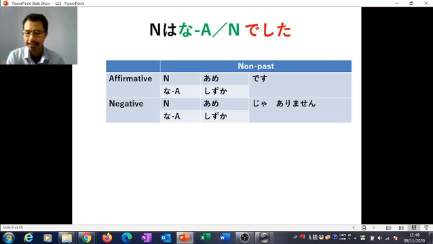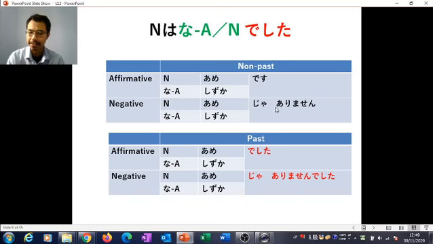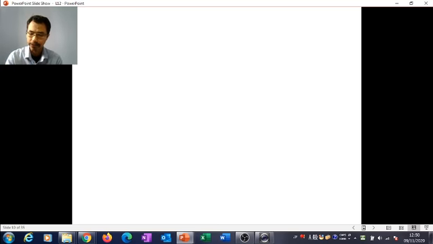So this is a summary of what we are dealing with here. As you can see, for noun positive form and na adjective positive form, we are using desu, and for negative form we are using ja arimasen. For past tense, which is what we are learning here, the positive form is deshita and the negative form is ja arimasen deshita. So if you forget these rules, you can refer back to this table chart. All right, so that finishes the first grammar.